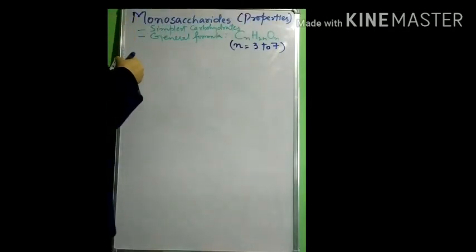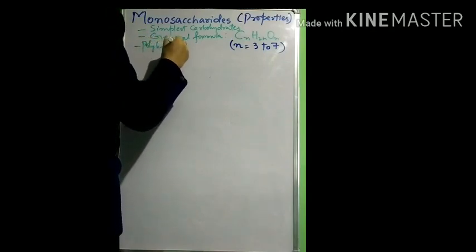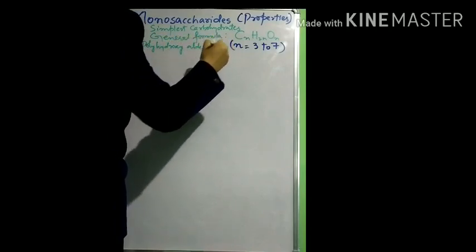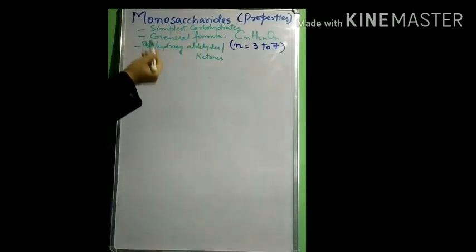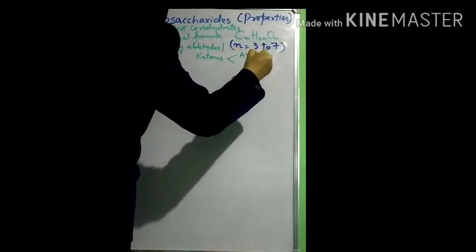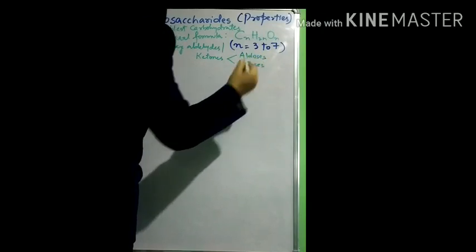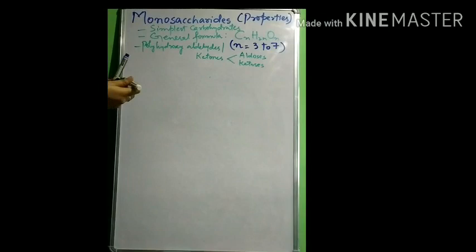Another thing you know about monosaccharides is that they are either polyhydroxyaldehydes or polyhydroxyketones, because you have seen there are two categories, aldoses and ketoses. Both of them were actually types of monosaccharides.